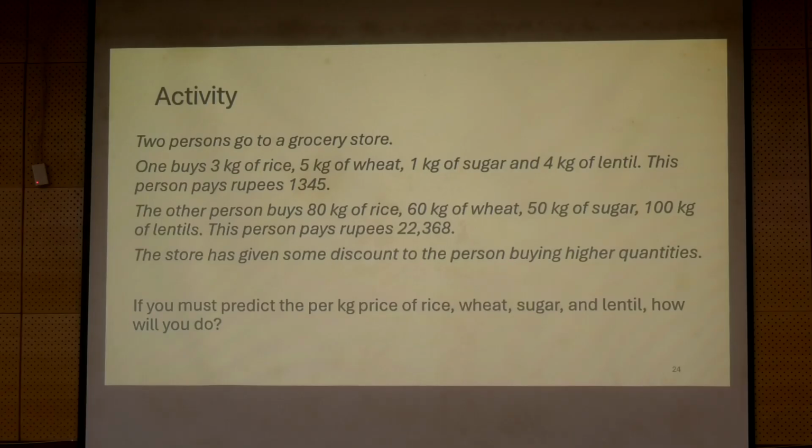The store has given some discount to the person that is buying in higher quantities. Very typical, right? Volume discount will be there. So now if I ask you to predict the per kilogram price of each of these items like rice, wheat, sugar and lentil, you are going to follow a method, right? So all I'm saying is predict the per kilogram prices.